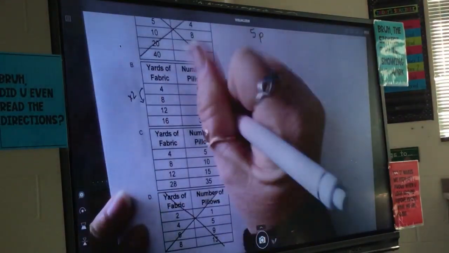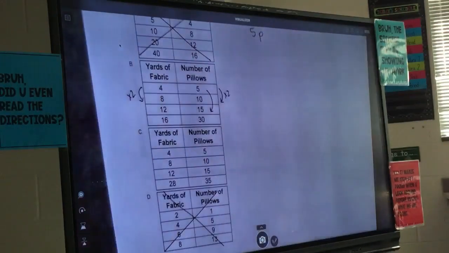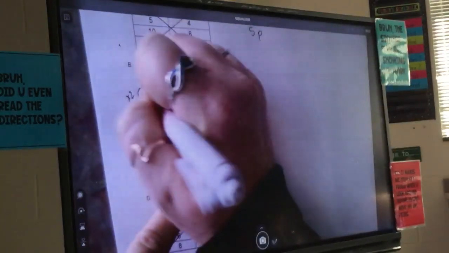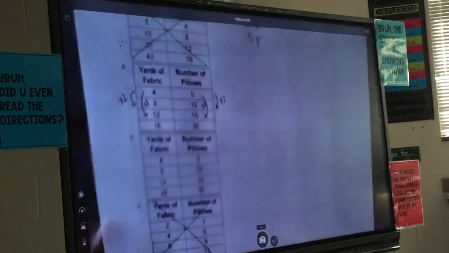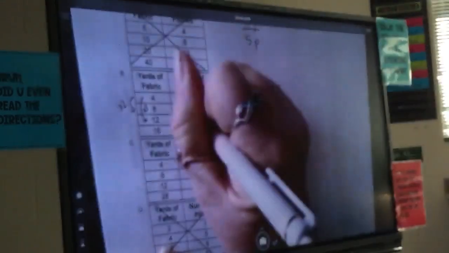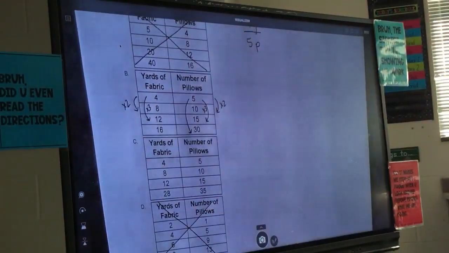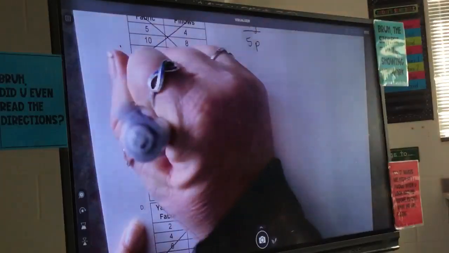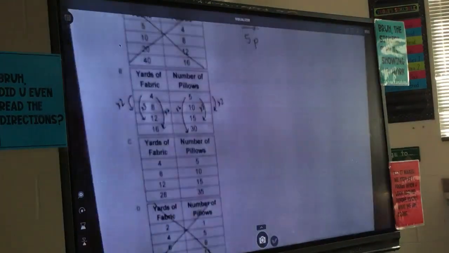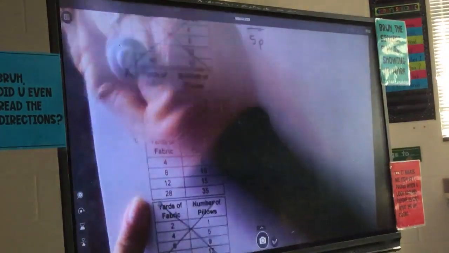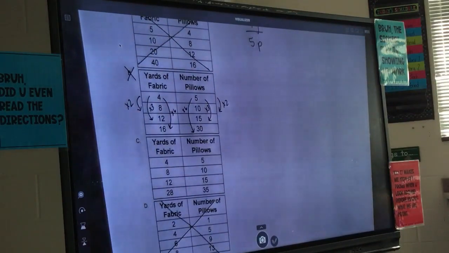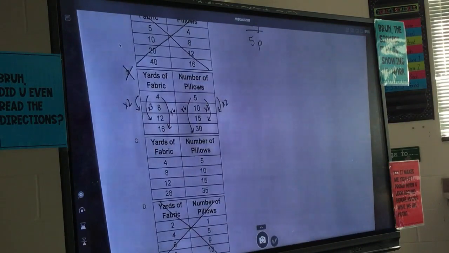All right, so the next one, 5 times what gives me 15? So I have to multiply this by 3. So this one, 4 times 3 gives me 12. So far, so good? Okay, this one, 5 times what gives me 30? 6. Which means I have to multiply 4 times 6, which does not give me 16. So that means that is not the right answer. This takes a tad bit longer, but this is the foolproof way to do ratio tables.